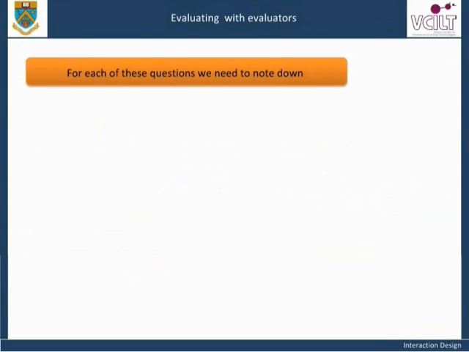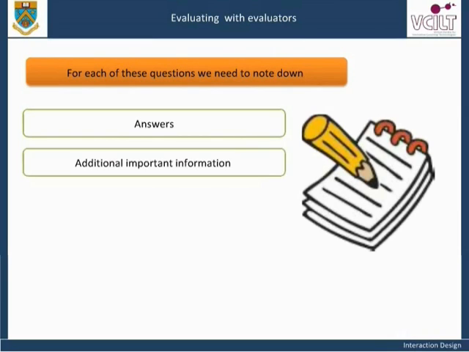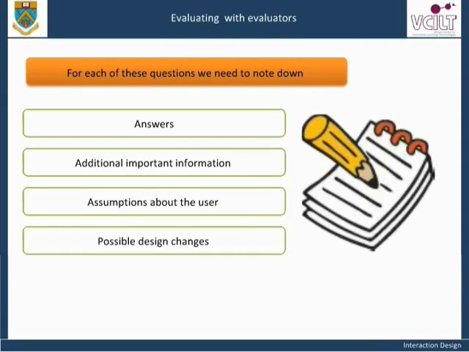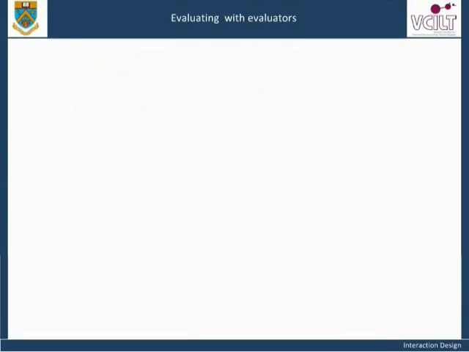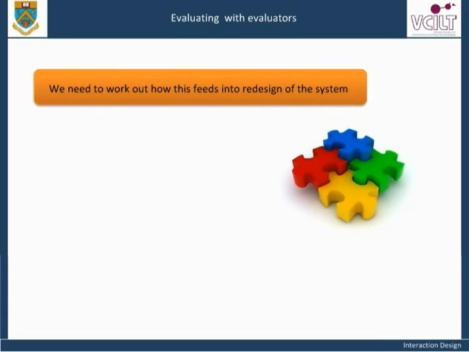For each of these questions, we need to note down not only the answers, but also additional important information, including the knowledge requirements of the user, our assumptions about the user, and possible design changes. This extra information can provide important insights for redesign of the system. Finally, once we have stepped through the task actions and noted down all the problems and extra information, we need to work out how this feeds into redesign of the system.